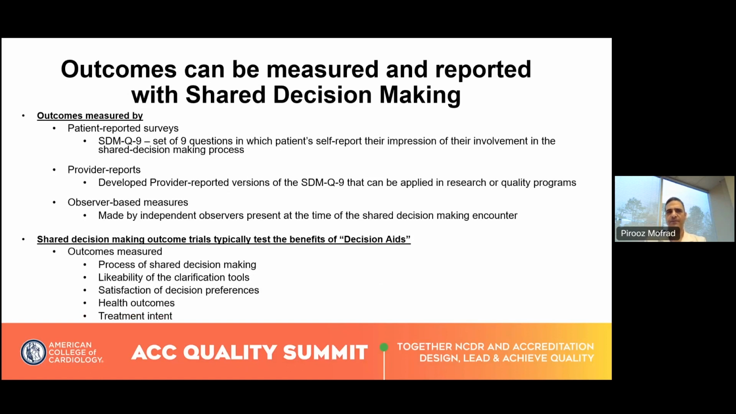So a little bit first about how the outcomes are measured. We have to have some solid data on the outcomes of shared decision making, meaning is it fruitful? Did it have its intended effect?